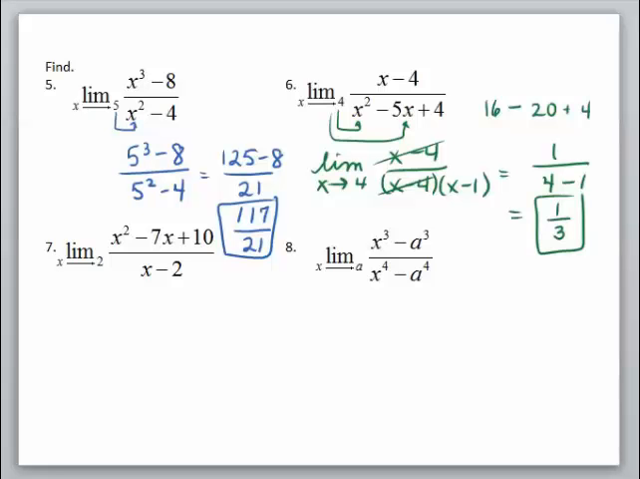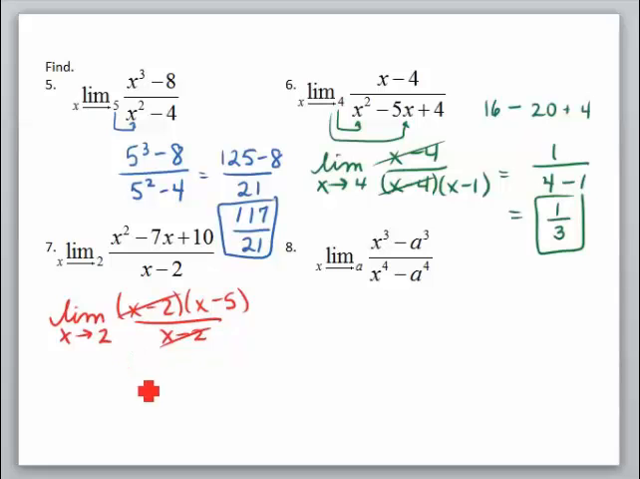On number 7, where we left off from the last video, if I plug in 2, I can see I'm going to get 0 on the bottom of the fraction. So I'm going to simplify this by factoring the top. Canceling and plugging those back in. 2 minus 5. 2 minus 5 is negative 3.